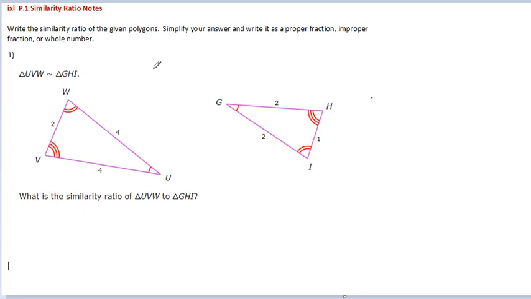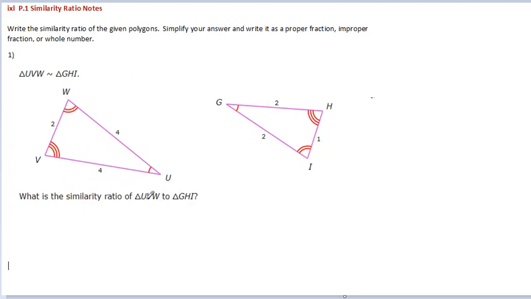All right. We are going to have a quick little walkthrough on how to go through IXL P.1 Similarity Ratio notes, and that's in geometry section, of course. Forgot to put that up here. This is geometry. So they're going to ask you, what is the similarity ratio of this triangle to this triangle?